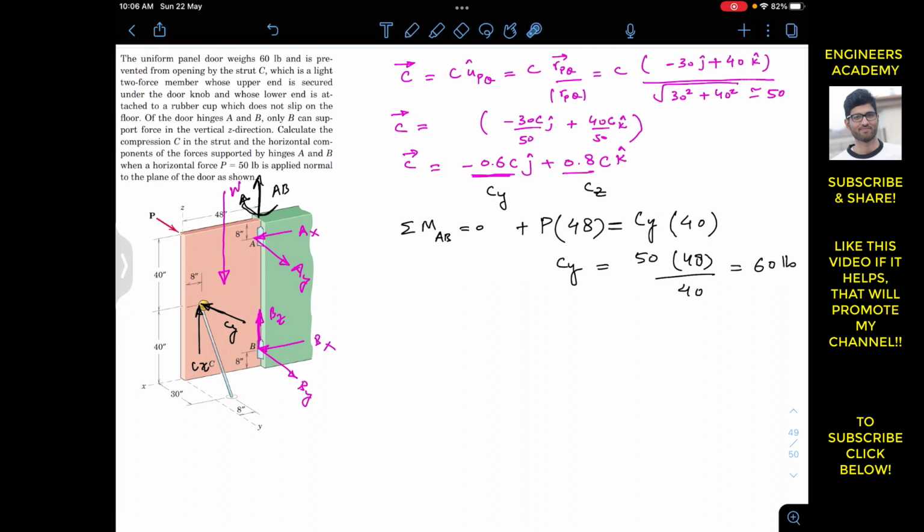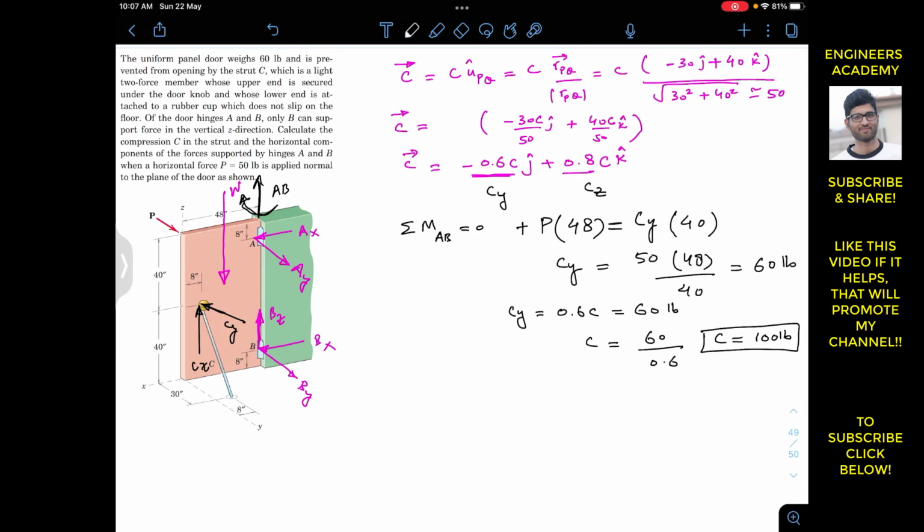And now from here we know that cy magnitude is 0.6 c, so I can write that cy is equal to 0.6 c equals 60 pounds. Similarly, from this we can find the c value, which is 60 divided by 0.6, and this will give us c equals 100 pounds. So this is the compression c in the strut, which is equal to 100 pounds.